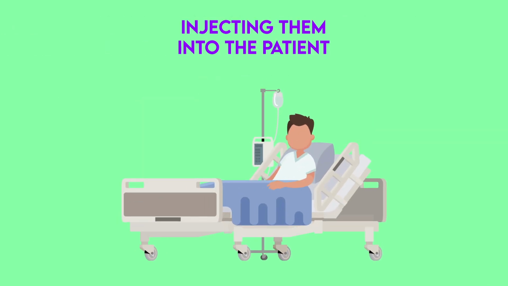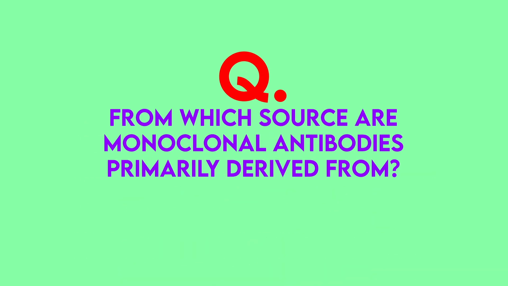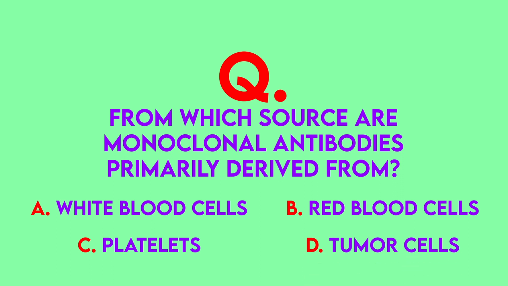To test your knowledge on this, here is a multiple choice question for you. From which source are monoclonal antibodies primarily derived from? A. White blood cells, B. Red blood cells, C. Platelets, or D. Tumor cells? Comment below the answer for this.